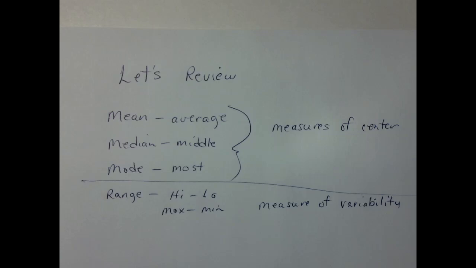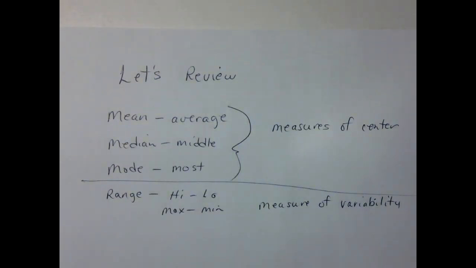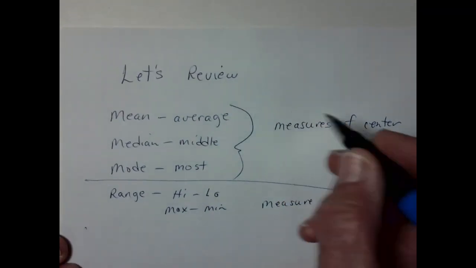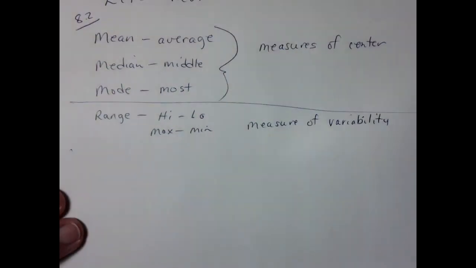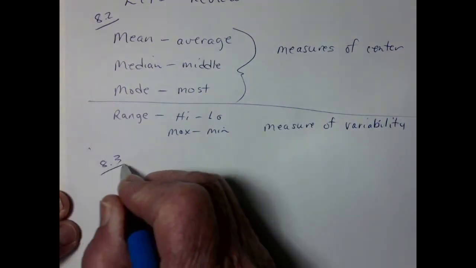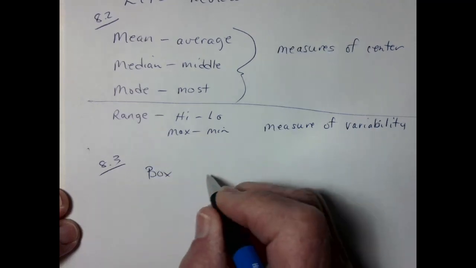Then in section 8.3, we learned how to take some data and display it in box plots. So let me make a little, and let me just move this up. So this was all in 8.2. Okay, now let's move all this up a little bit and let's talk about 8.3 when we did that section. It was all about box plots.